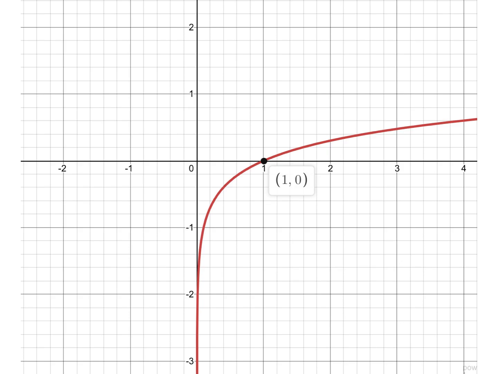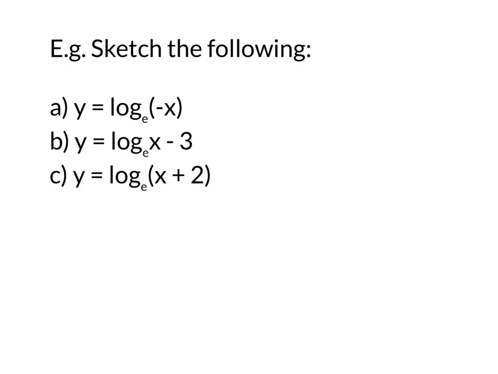So now we're going to have a look at shifting some of our curves. So one of the little things that we did before, we're applying some of those rules. So log base e of minus x. Remember, if it hits the minus on the x, that rotates it across the y-axis.